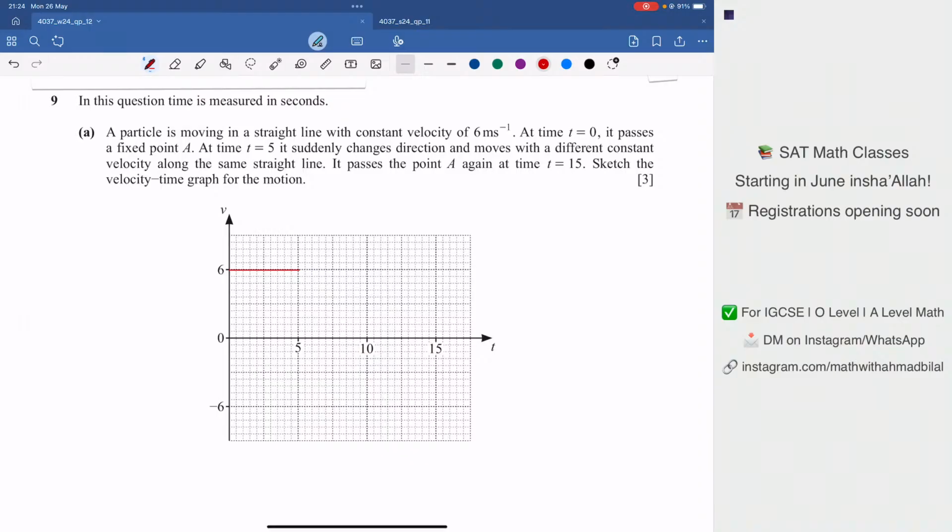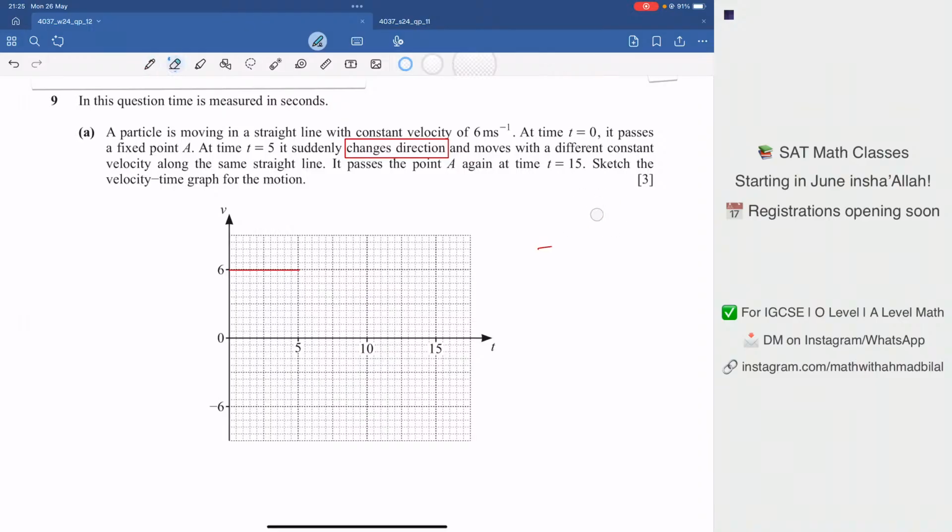And then what happens after that? Now it changes direction. Changes direction, what does that mean? Its velocity would become negative now, right? So if it's moving in one direction and the velocity is positive, then if it changes direction, velocity becomes negative because direction of motion is determined by the sign for velocity. So now it's moving with a different constant velocity. It passes the point A again at time t equals 15. Sketch the velocity time graph for the motion.